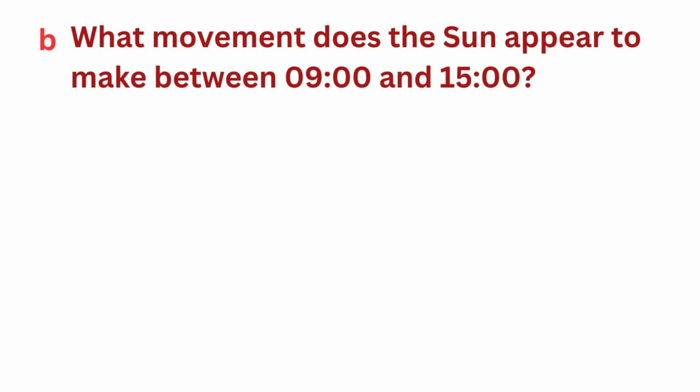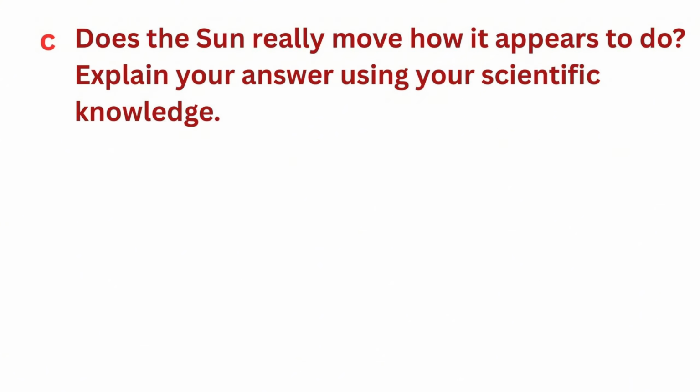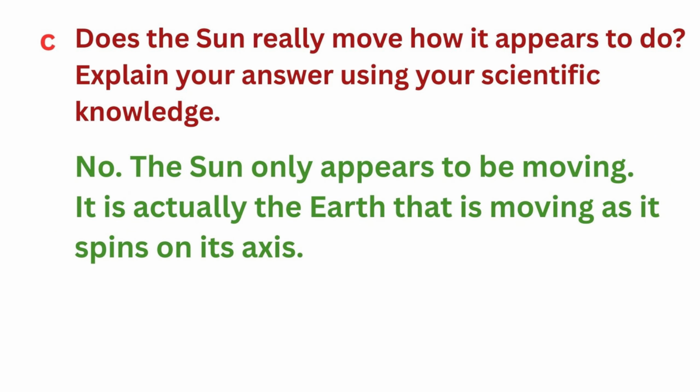B. What movement does the sun appear to make between 9 and 15? The sun appears to move across the sky. C. Does the sun really move how it appears to do? Explain your answer using your scientific knowledge. No, the sun only appears to be moving. It is actually the Earth that is moving as it spins on its axis.